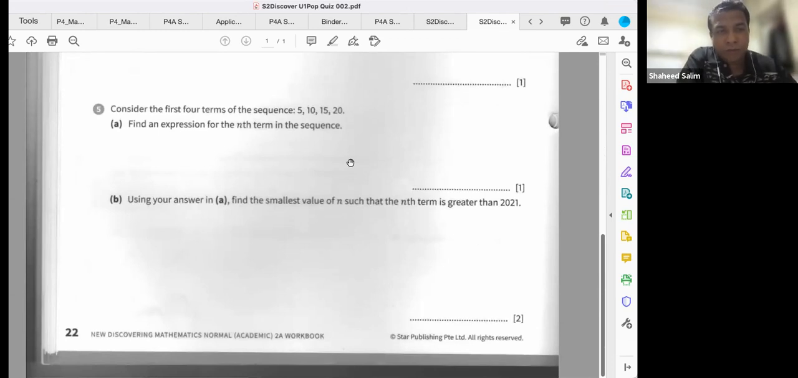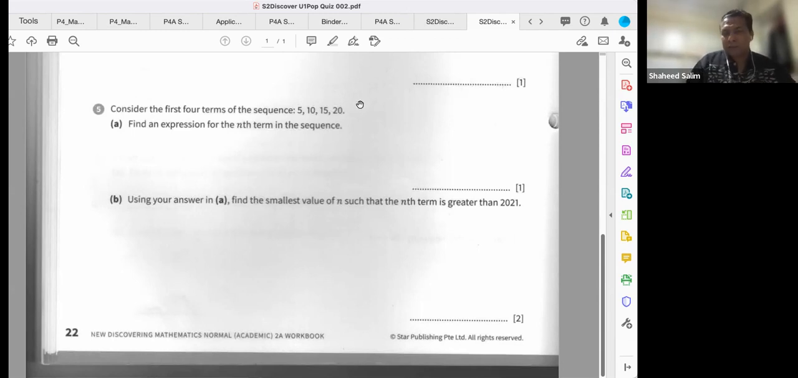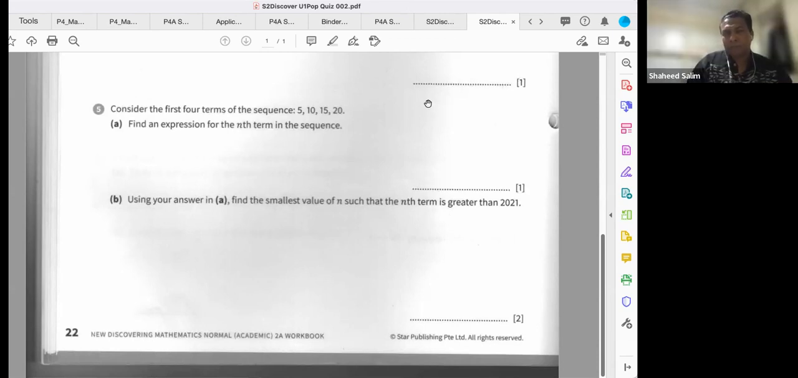Okay, consider the first four terms of the sequence: 5, 10, 15, 20. These are the first four numbers. Find an expression for the nth term. So that means if I ask you what's the fifth term, the next term is what? Fifth term is how much? 25. Sixth term is? 30. So if I ask you the 10th term? 50.